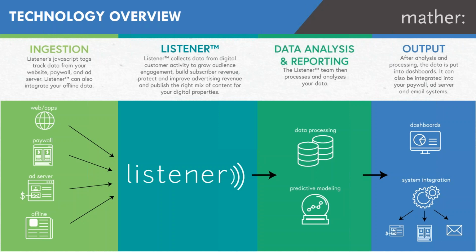So Listener, the way it works, is very similar to Google or Omniture on the web tracking. We have standard JavaScript tags for browser traffic. We have SDKs for iOS and Android native apps. And that data looks pretty similar to what you'd find in Omniture, with the same grain and level of granularity.